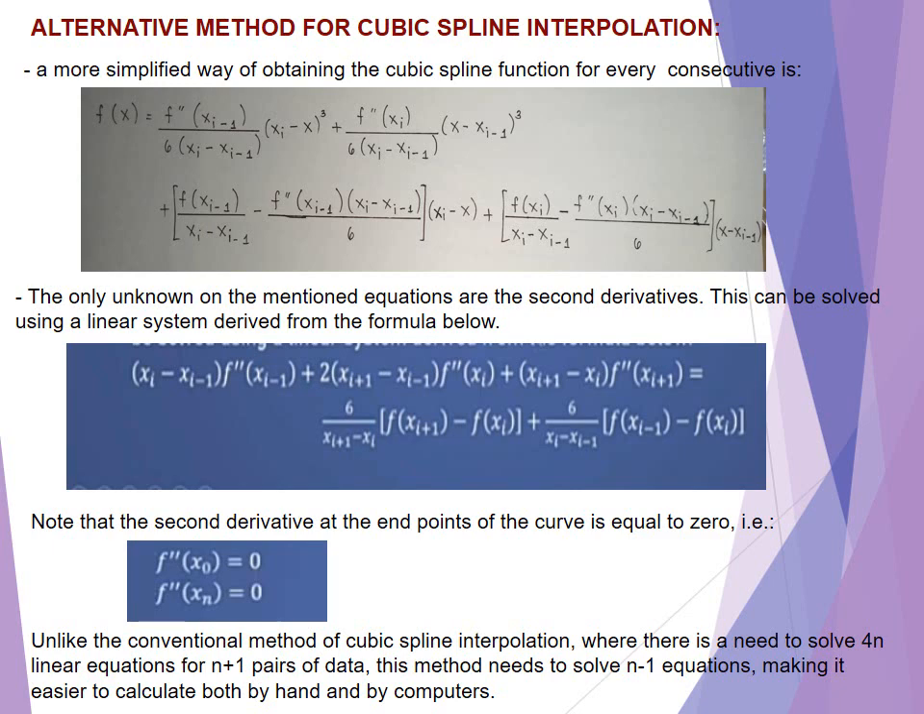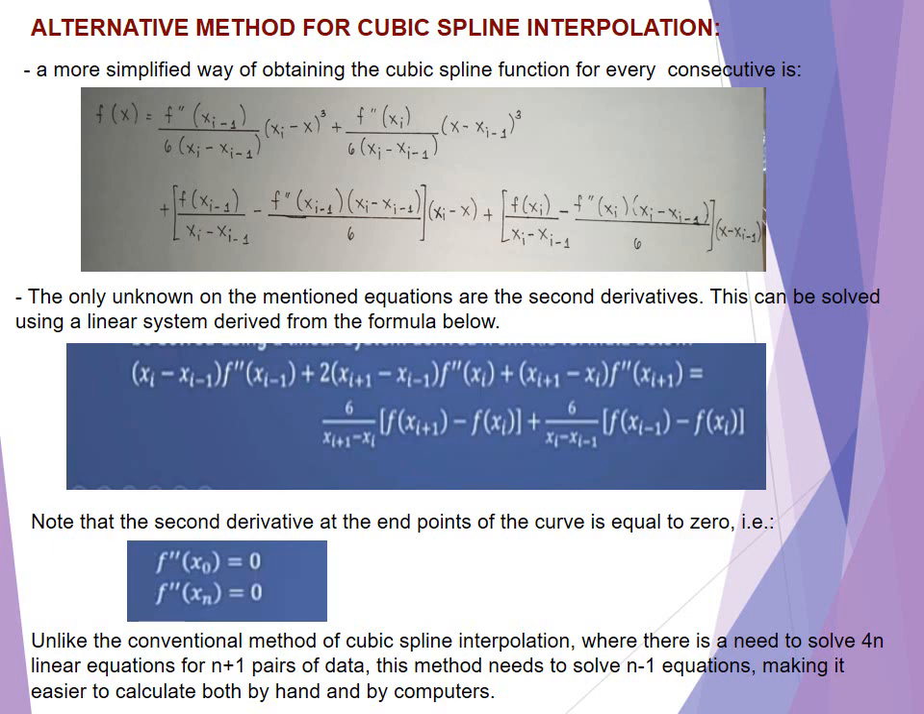It looks complicated, but once we apply it to an example, it will be easier to understand. The goal here is to find a linear system, because that is what we use to find the second derivatives. Note that the second derivative at the endpoints of the curve is equal to 0. Isn't that step 4 of the cubic spline? The second derivative at x sub 0 and x sub n is equal to 0.